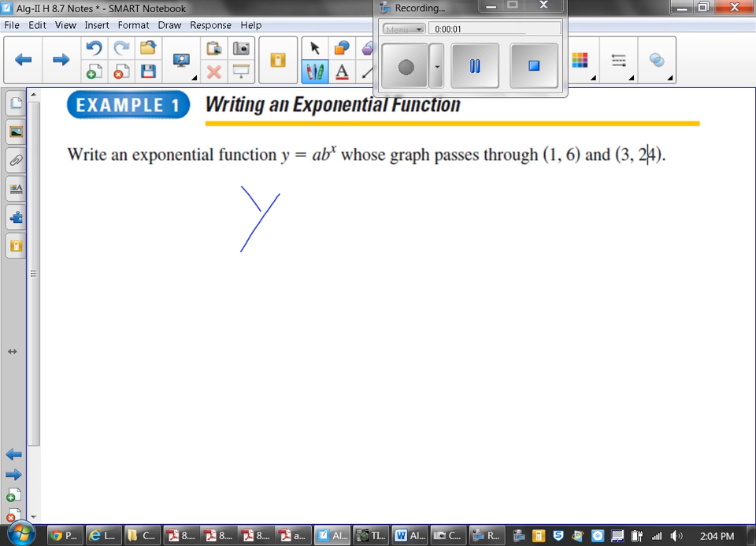Exponential functions all look like this: y equals a times b to the x. And we're going to write the equation that passes through these two ordered pairs, (1, 6) and (3, 24). We have done something similar to this in the past.